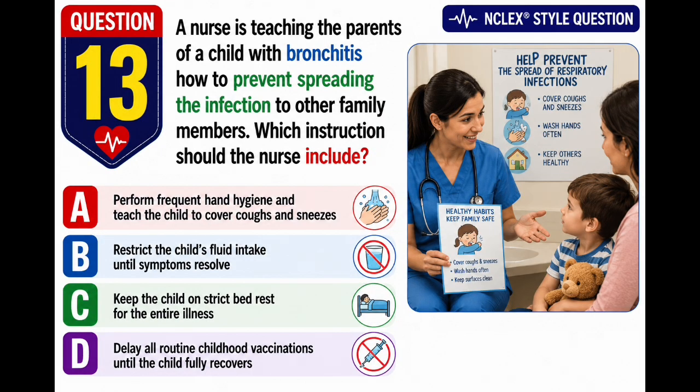Question 13. A nurse is teaching the parents of a child with bronchitis how to prevent spreading the infection to other family members. Which instruction should the nurse include? A. Perform frequent hand hygiene and teach the child to cover coughs and sneezes. B. Restrict the child's fluid intake until symptoms resolve. C. Keep the child on strict bed rest for the entire illness. D. Delay all routine childhood vaccinations until the child fully recovers.